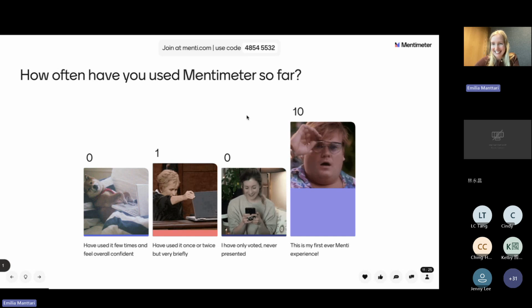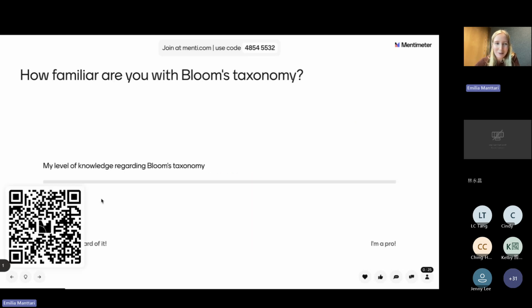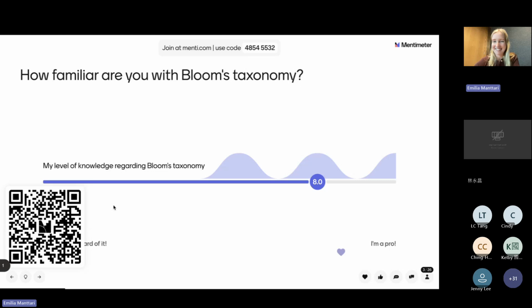Great. We still have some people that haven't joined the Menti yet, so I'm going to go ahead and show the QR code again. For anyone that hasn't joined yet, please do so, so you can also interact with the content here today and ask questions if you have any. I also wanted to ask you how familiar you are with Bloom's taxonomy. I know that many of you probably are very familiar with it, but I just wanted to see how much we should cover that versus just the applications of Bloom's taxonomy in the Mentimeter context.